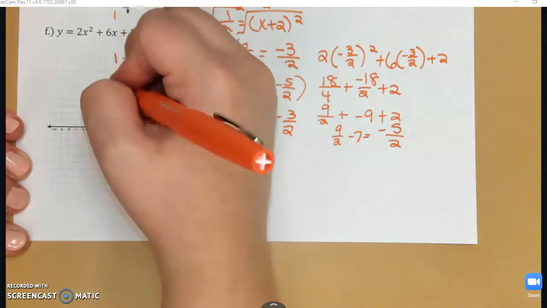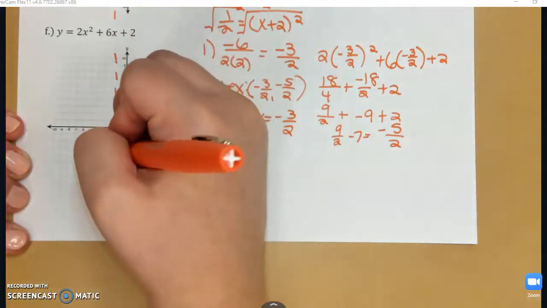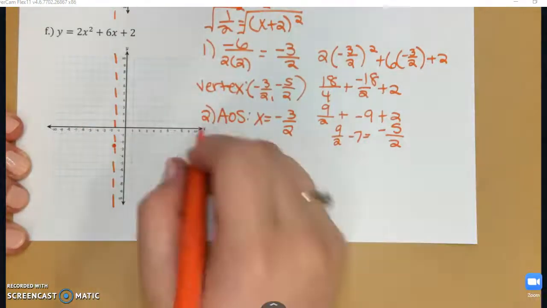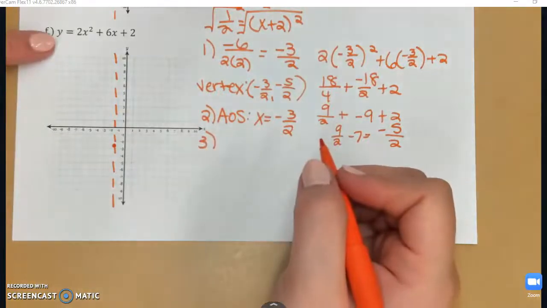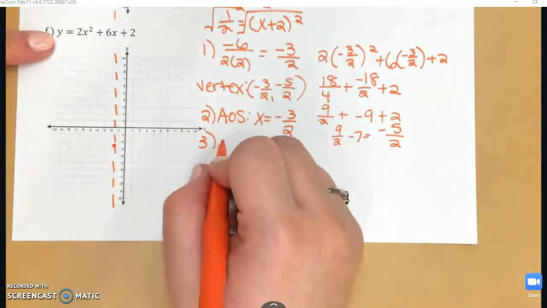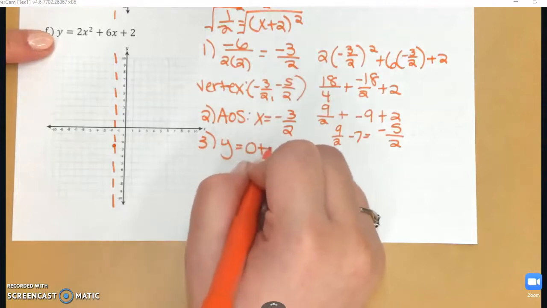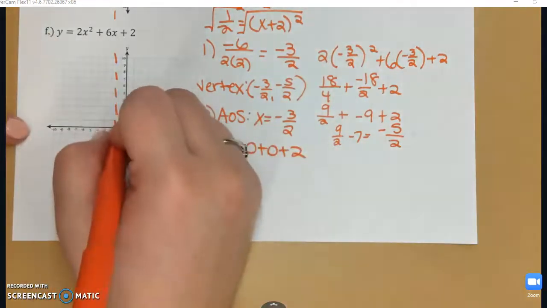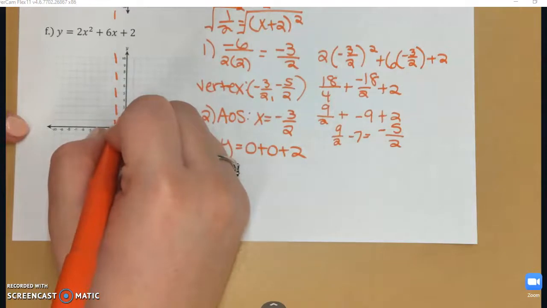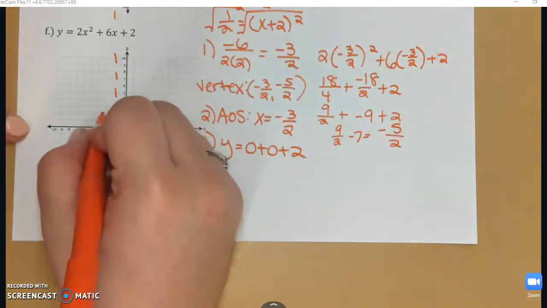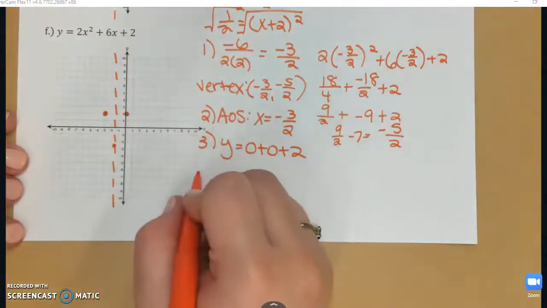So now my axis of symmetry is going to be that vertical line, x equals -3 over 2. Go ahead and sketch that on my graph. Now I'm looking for my y-intercept. This is when x is equal to 0. So that's going to be 0 plus 0 plus 2. So that is at +2. My symmetric point, this is 1.5 away. My symmetric point will also be 1.5 away.